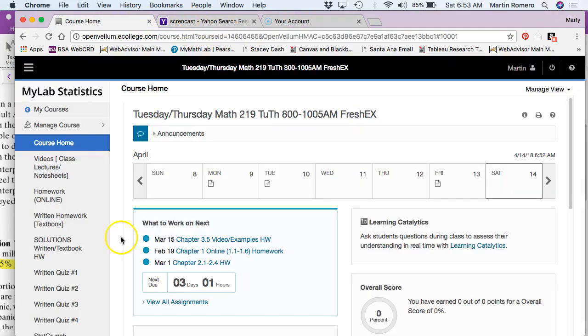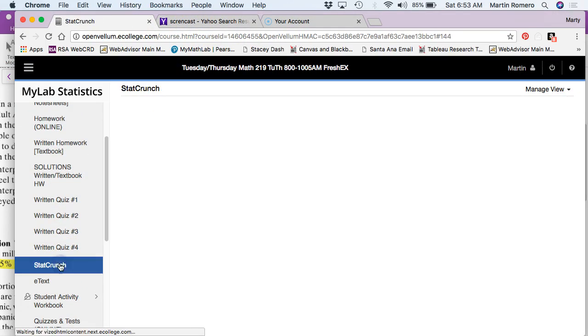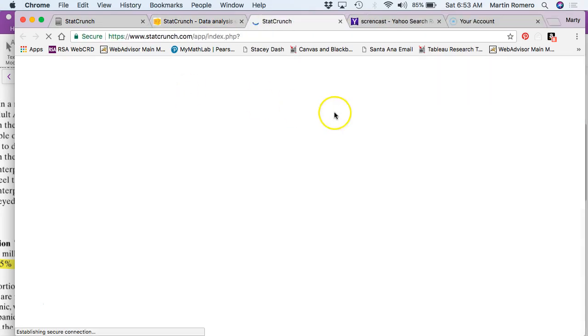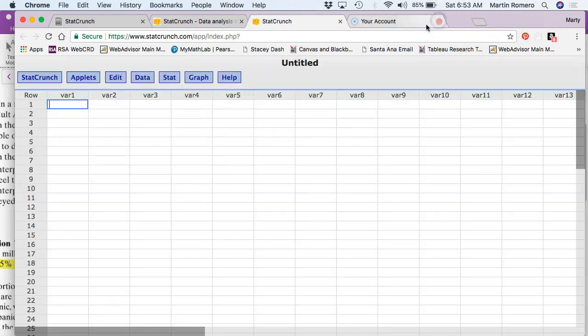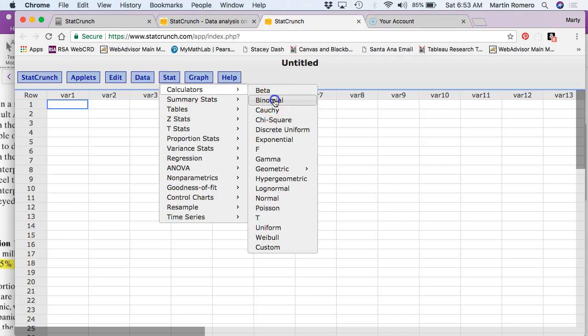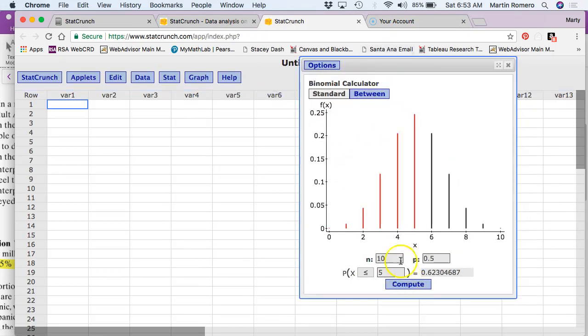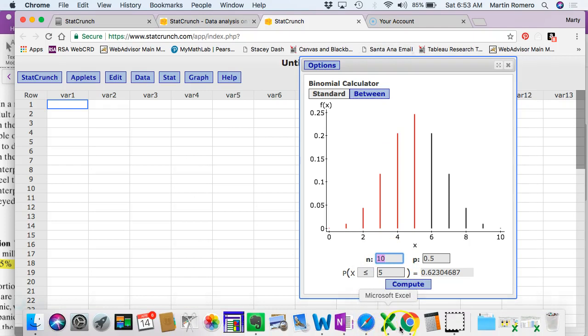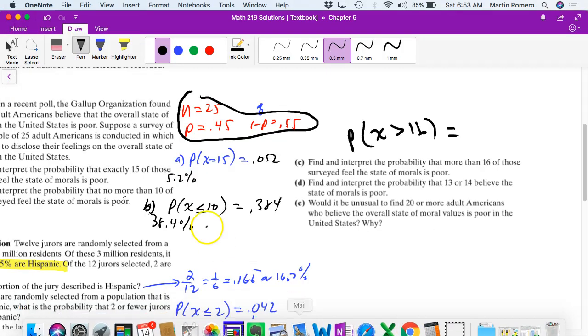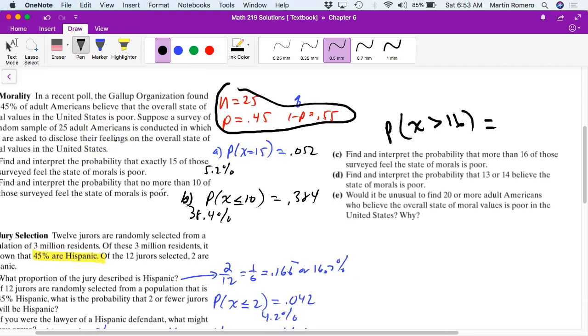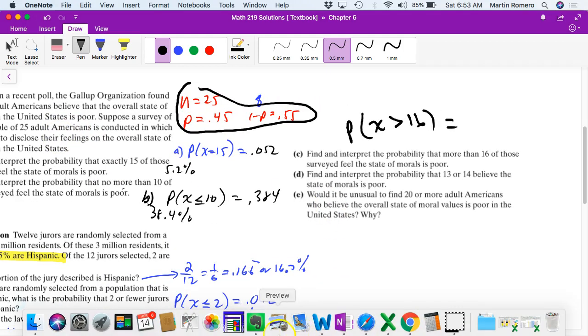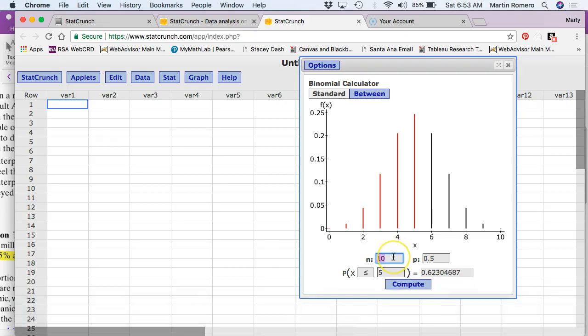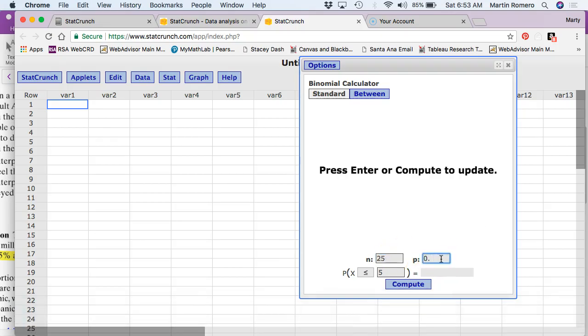StatCrunch. Let me open it. Sorry about that. So StatCrunch is open. And then within there, we're going to Stat, Calculator, Binomial. And then we had our n is equal to, let's double check that. Our n is equal to 25 since we're asking 25 adult Americans. 0.45 is our p. So this would be 25, 0.45 there, and what we're looking for is greater than or equal to 16.